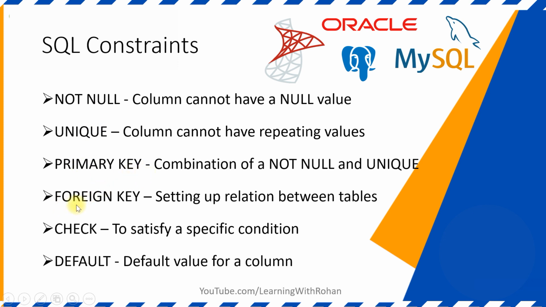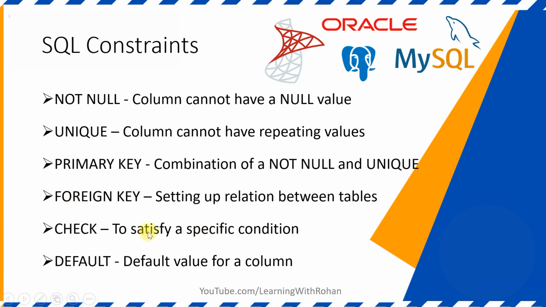And the next one is the foreign key. This is used when you are trying to set up a relation between two different tables. For example, you have an employee table and a department table, and you want to make sure that each employee belongs to a department in the department table. So that's when you make use of foreign key constraints, right?